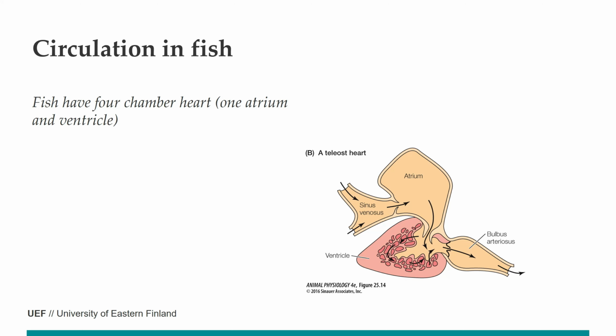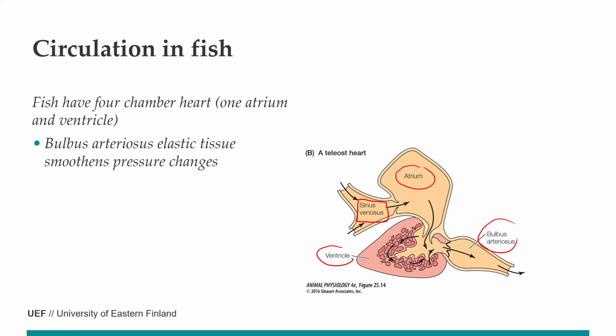Fish have a four-chamber heart. There is a sinus venosus with smooth muscle, a very thin layer. Then there is the atrium that is also quite thin, the ventricle, and the bulbus arteriosus. They are all in a line, so there are no two hearts. And this bulbus arteriosus, quite often it's quite completely white tissue. It's elastic tissue and it smoothens the pressure, so it's even difficult to break because it bends so well.